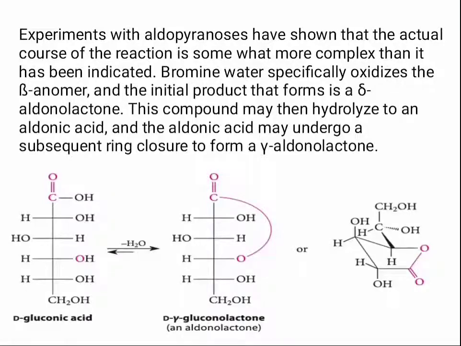Experiments with aldopyranoses have shown that the actual course of the reaction is somewhat more complex than has been indicated. Bromine water specifically oxidizes the beta anomer, and the initial product that forms is a delta-aldonolactone. This compound may then hydrolyze to an aldonic acid, and the aldonic acid may undergo a subsequent ring closure to form a gamma-aldonolactone. So what is the course of the reaction? You have this D-gluconic acid.